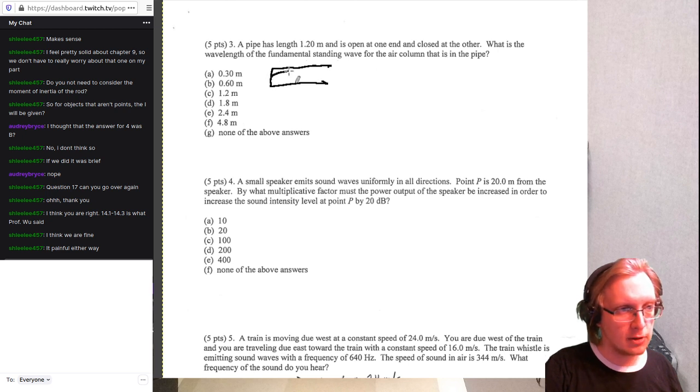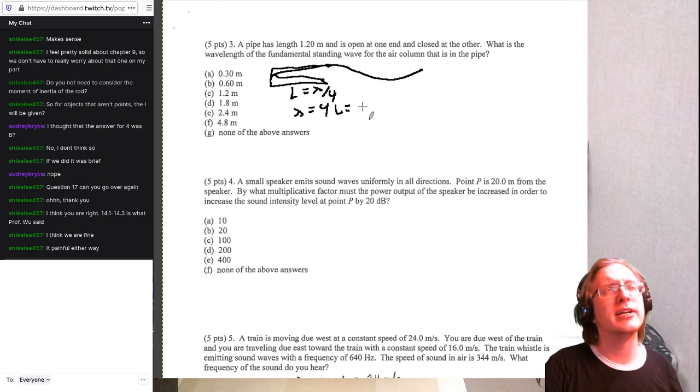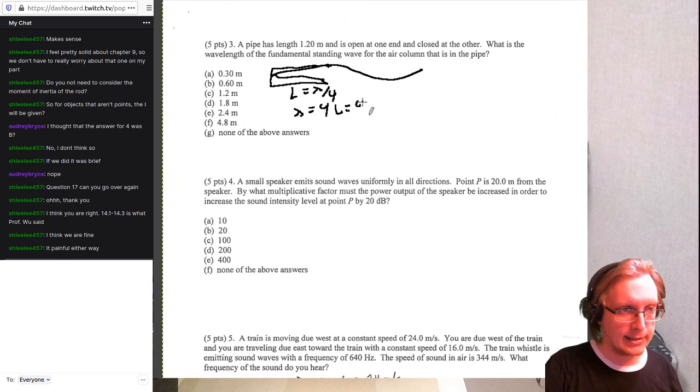So we have a wave that looks something like this. Oh, that's terrible. So we actually need to come back down, pass through, and come back up again on the other side. So this L here is equal to lambda quarter. So we end up with lambda is equal to 4L. 1.2 times 4 is 4.8 meters.